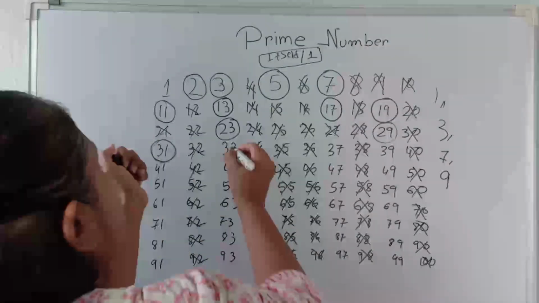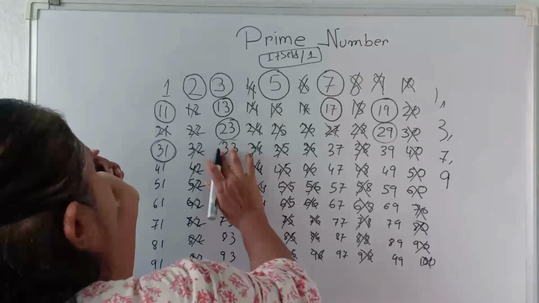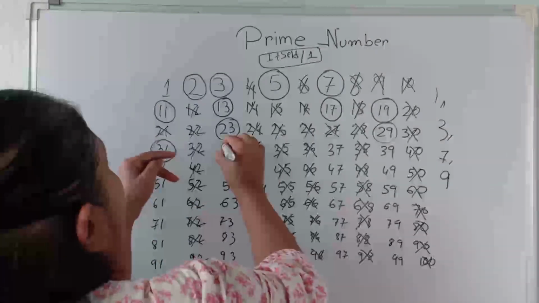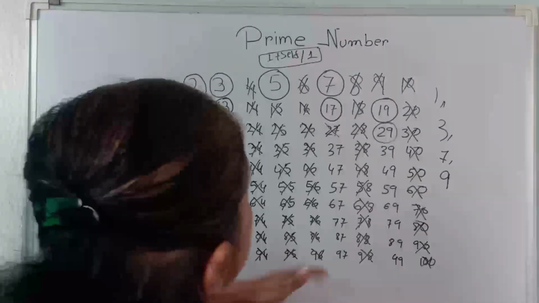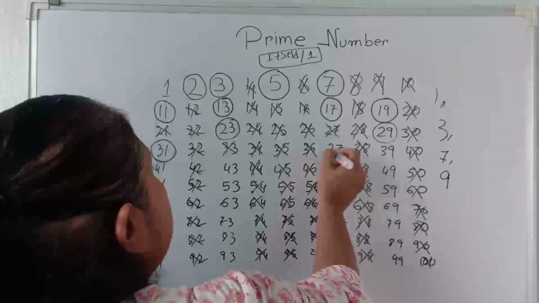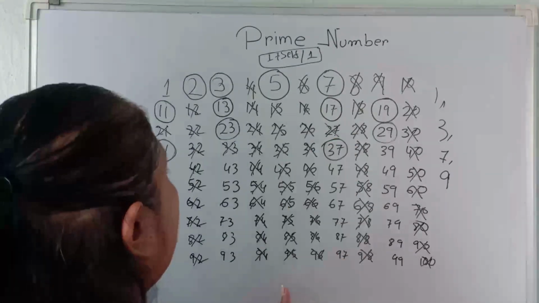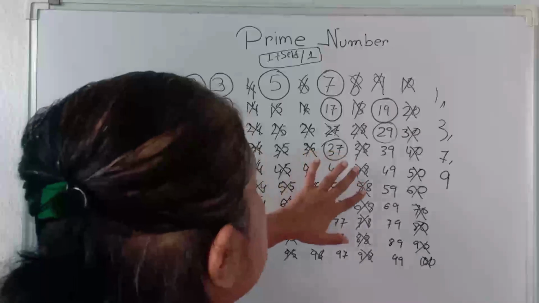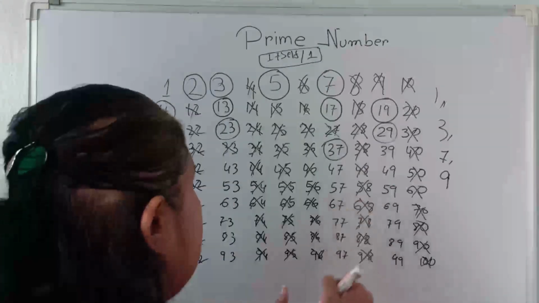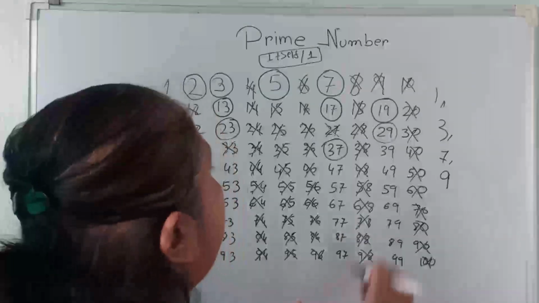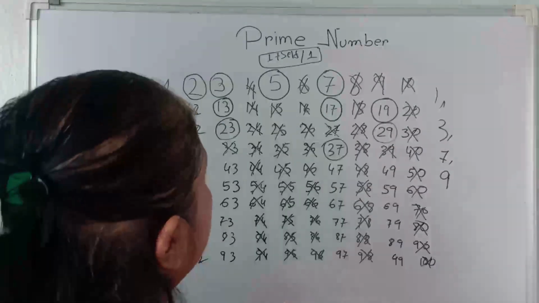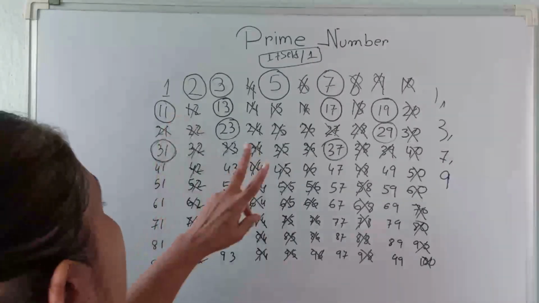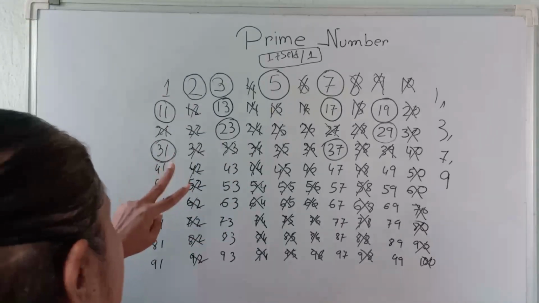Next 33. We can easily divide 33 by 3. So this is not a prime number. Just cross it. Next 37. We cannot divide 37 by any other number. We cannot divide 37 by 2. This is not a multiple of 2 or 3 or 5 or 7. So 37 is a prime number. Next 39. We can easily divide 39 by 3. Okay. So 39, just cross it. So how many prime numbers are there between 30 to 40? Only two prime numbers, 31 and 37.